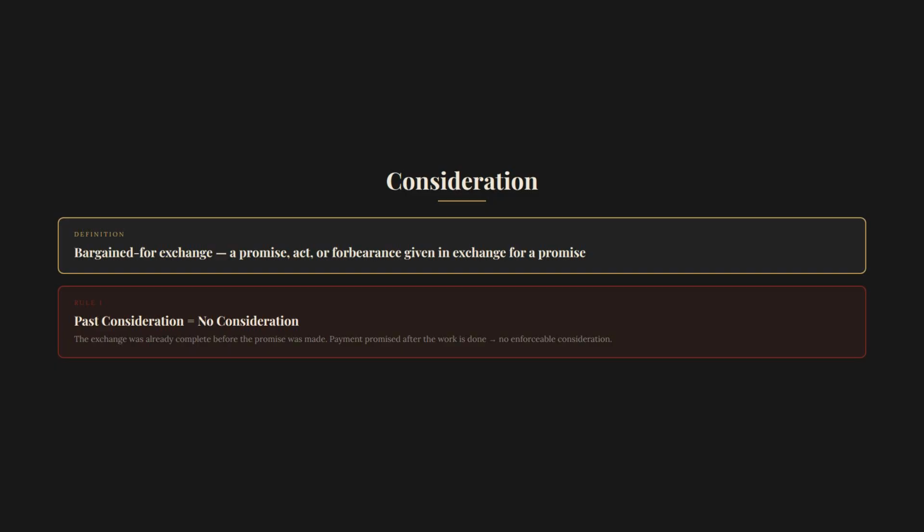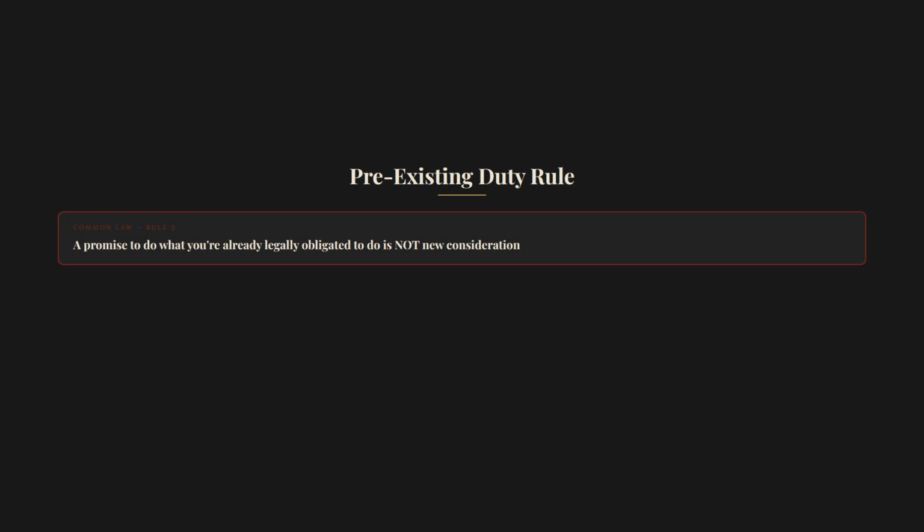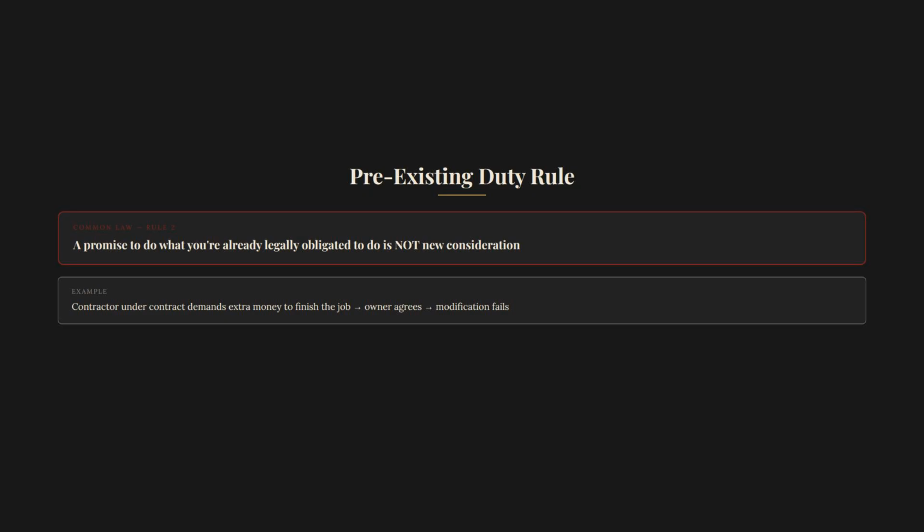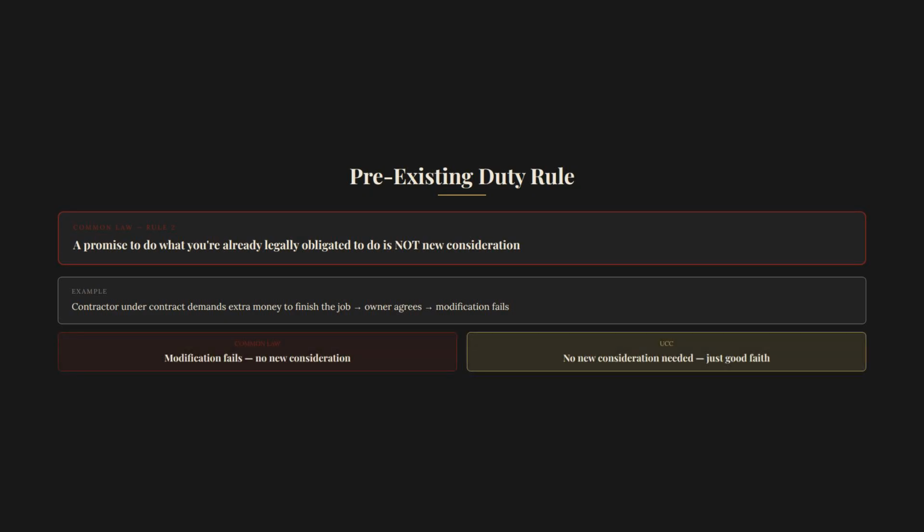First, past consideration is no consideration at all because the exchange was already complete before the promise was made, so any payment promised after the work is done carries no enforceable consideration. Second, the pre-existing duty rule says a promise to do something you're already legally obligated to do isn't new consideration under common law. A contractor already under contract who demands extra money to finish the job gets no enforceable promise of extra pay if the owner agrees because the modification fails since the contractor offered nothing new.